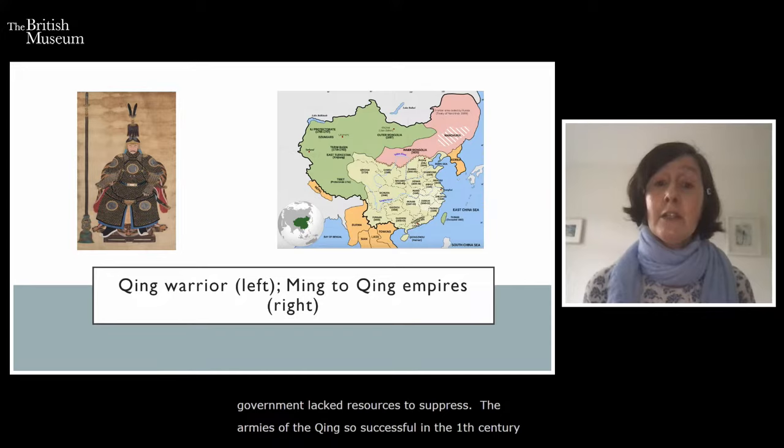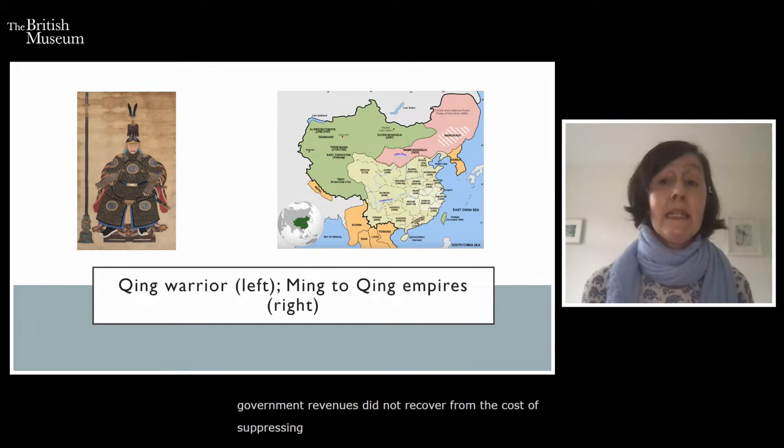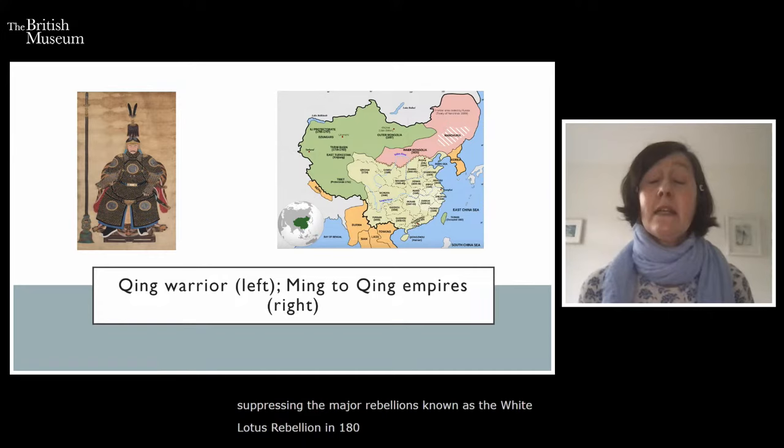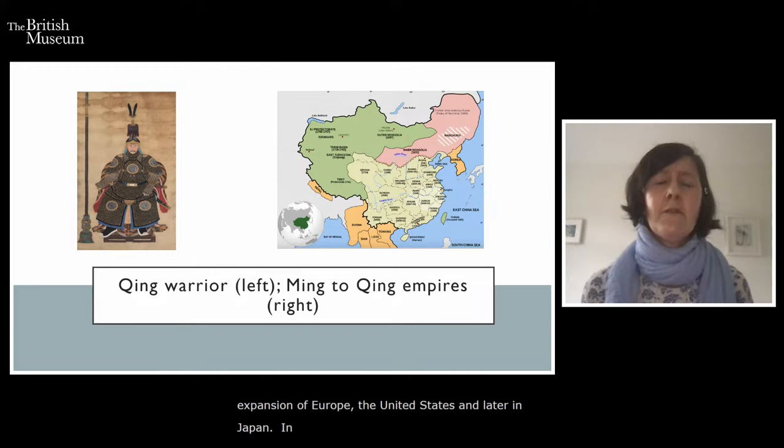So Qing government revenues never recovered from the costs of suppressing some major rebellions known as the White Lotus, the Bailian Jiao Qi'i in 1804. But the greatest challenge that the Qing faced in the 19th century was a new one, the expansion of Europe, United States, and later Japan. Now, in the early 1800s, industrializing Western countries sought new markets for their products through free trade with the rest of the world. The belief went that the more trade a nation carried out, the richer and more powerful its citizens, government, and armies would be.